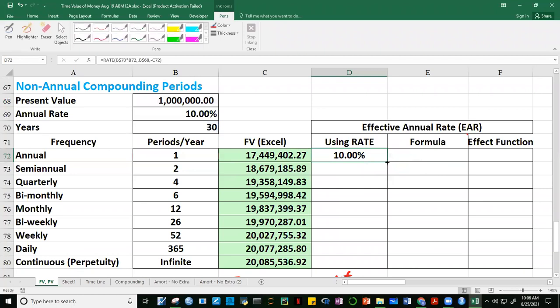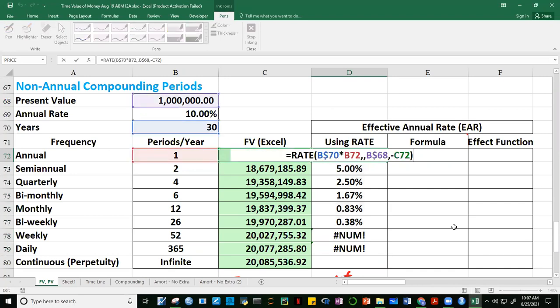10%. Okay. Anong mali dito, guys? How do we correct this formula, guys? So what's wrong with this?